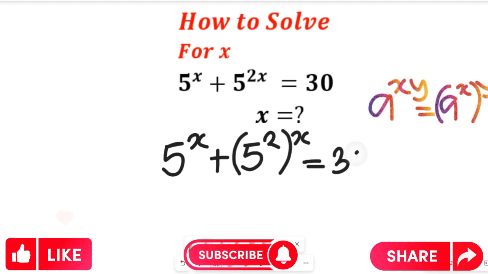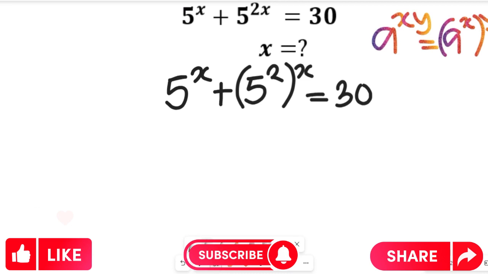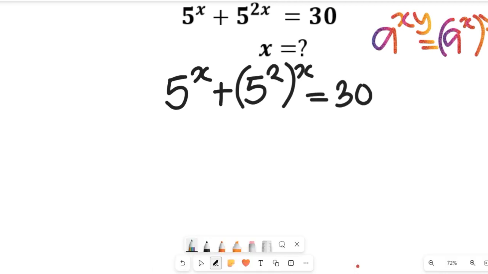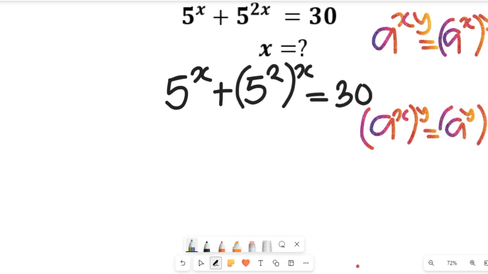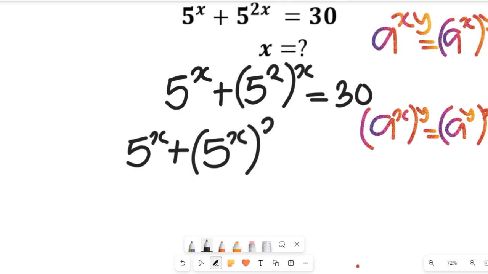and that will be equal to 30. So having done that, we also need to apply another law of indices. In that law of indices, we have a to the power of x multiplying by the exponent y, which can be equal to a to the power of y multiplied by the exponent x. So we didn't change anything. If we apply it here, we'll have 5 to the power of x plus, this becomes 5 to the power of x, change of exponent, all to the power of 2, and this will be equal to 30.